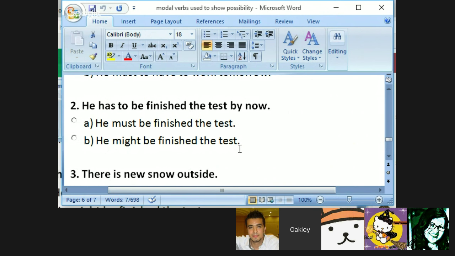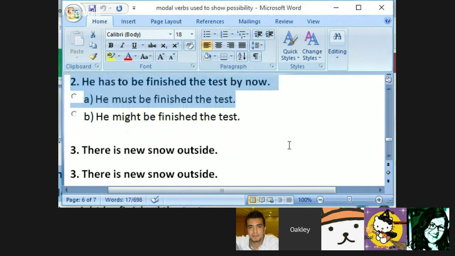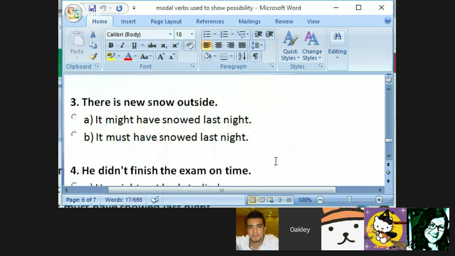Number two. He has to be finished the test by now. He might be finished. Which matches? A. He must be finished the test. Okay, has to be and must be. All right, same meaning. There's really no difference in meaning in these two sentences.